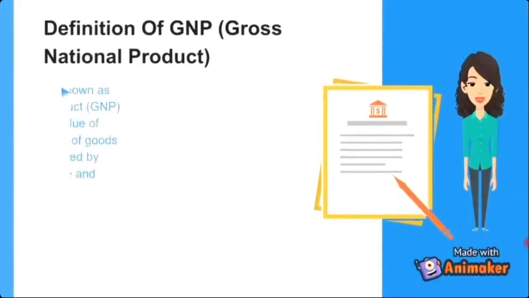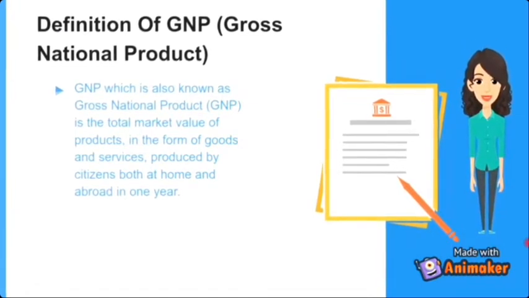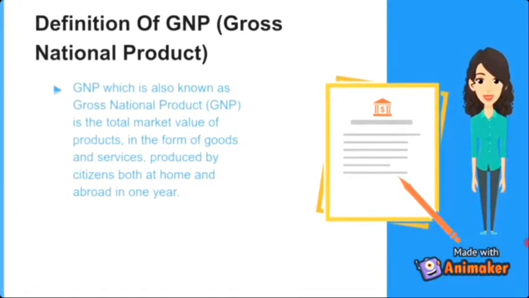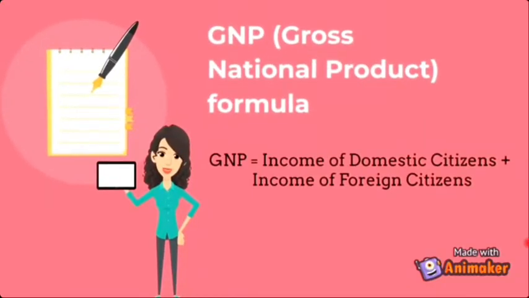GNP, which is also known as gross national product. GNP is the total market value of products, in the form of goods and services, produced by citizens both at home and abroad in 1 year. The formula of GNP equals income of domestic citizens plus income of foreign citizens.